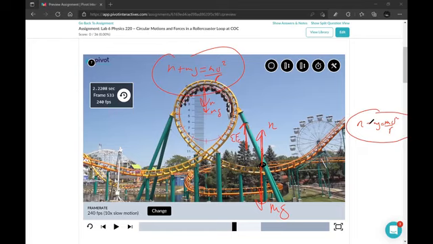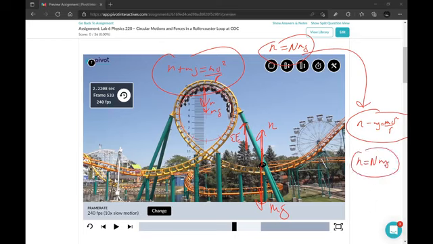And then the idea here is that it's asking you to find the normal force as a multiple of mg. Because you're not given the mass, I'm hoping you'll be able to figure out how to represent N as a multiple of mg, at the top and at the bottom. So what is N as a multiple of mg? That will be your goal. Any questions?